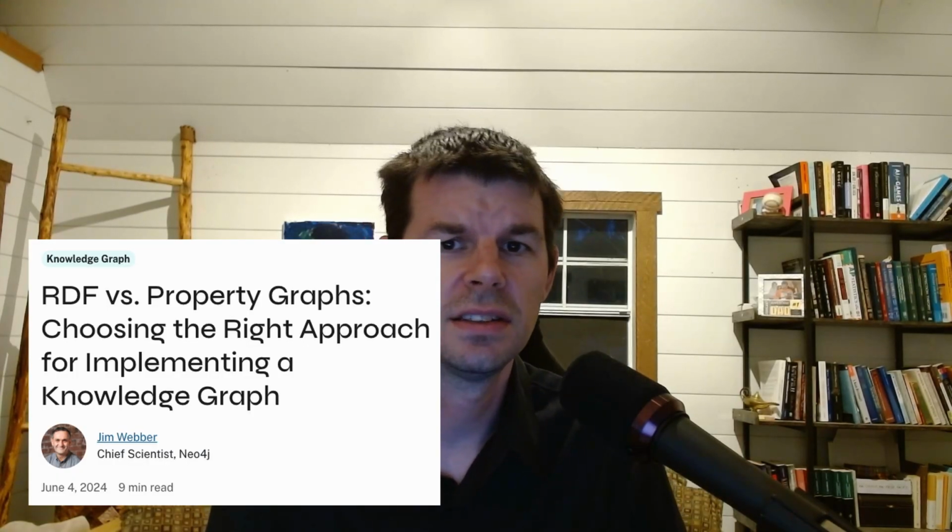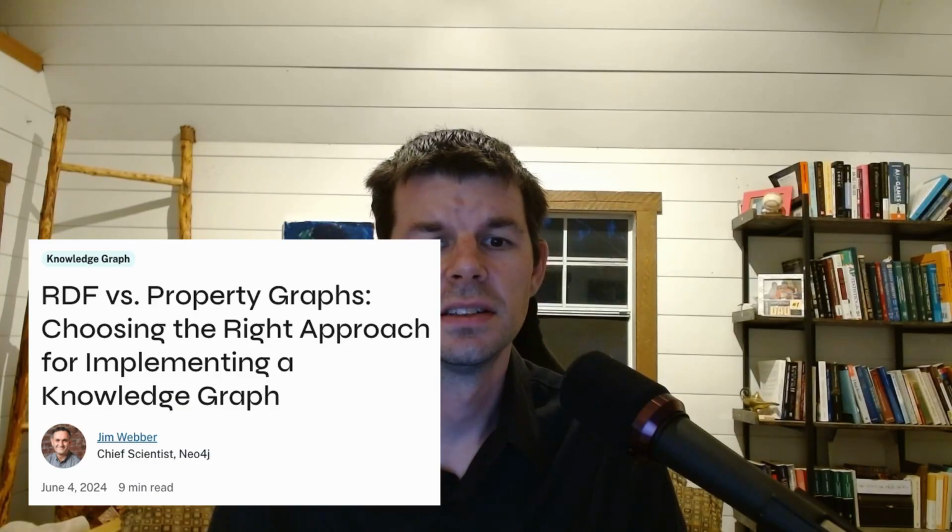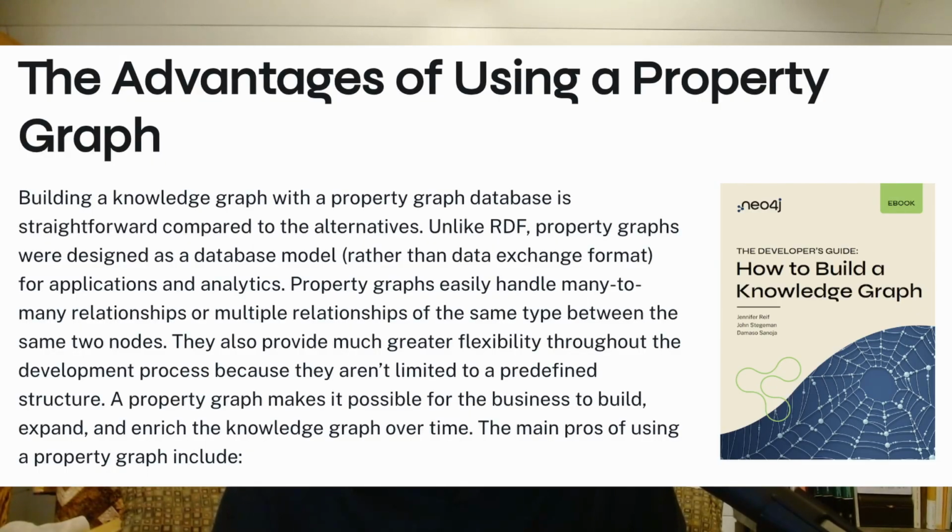Okay, let's start by looking at the claims themselves. I saw those in a number of different places, but we'll just look at two of them. The first you can find on Neo4j's website. I'll include a link down below. This comes from Jim Weber, who's the chief scientist at Neo4j. And in the section, The Advantages of Using a Property Graph, he distinguishes between RDF and LPGs by saying that property graphs easily handle many-to-many relationships or multiple relationships of the same type between the same two nodes.